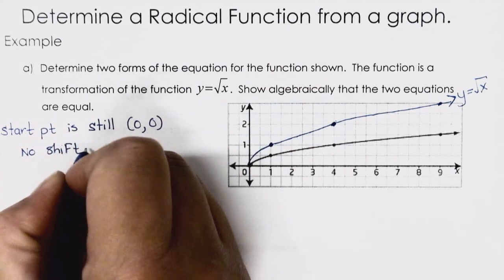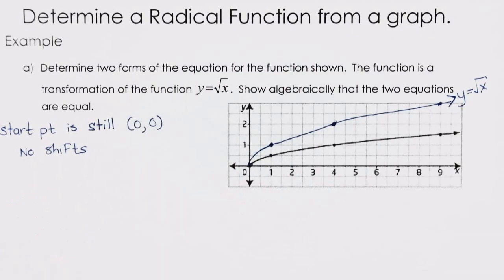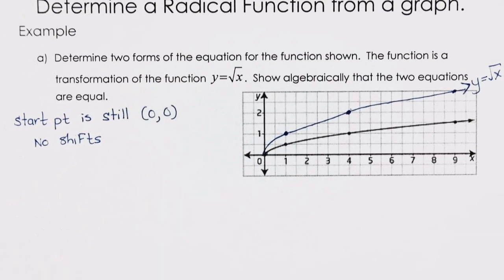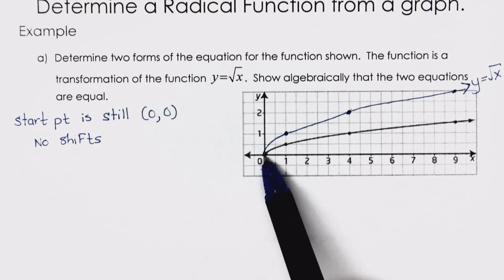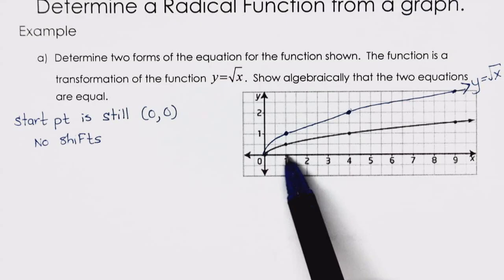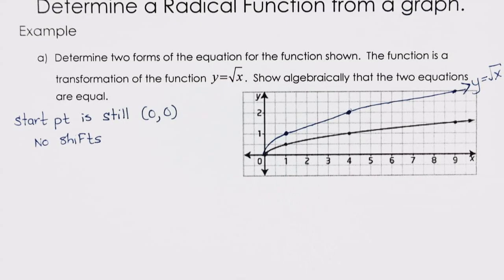Because 0 is the only number that if you multiply by it, it's still 0, right? So if I had a vertical stretch by a factor of 3, if I times 0 by 3, I still am at 0. If the starting point started over here, then I know there'd be a translation. But there is no translation on this one, so I know that there's no shifts.